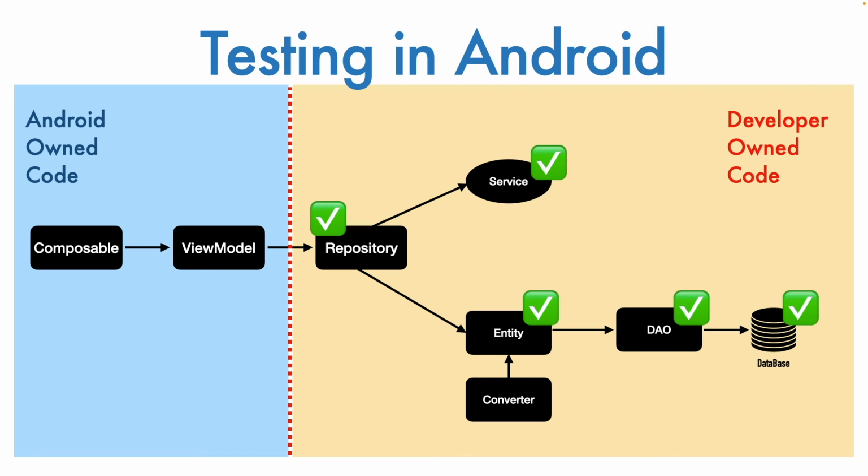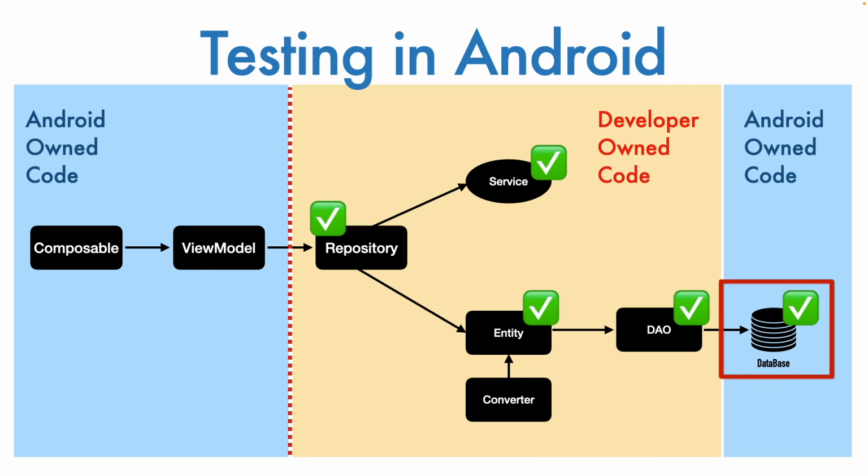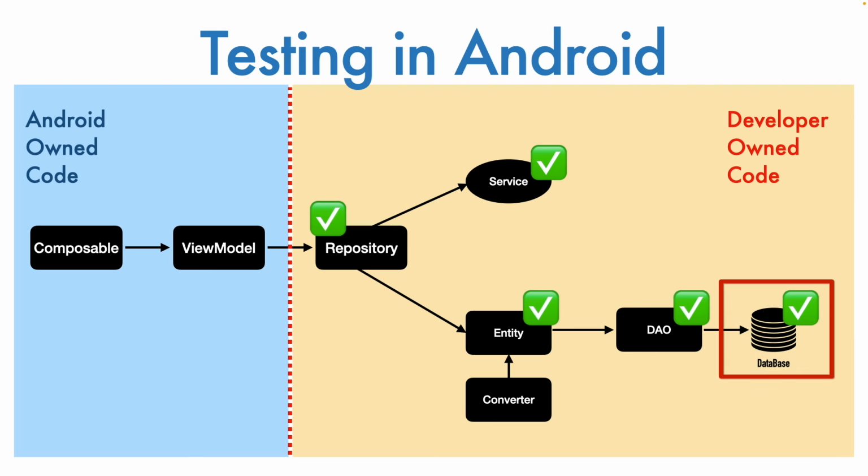You can ask what about the database that is implemented through the RoomDB wrapper? Yes, in that case it also becomes Android owned code to some extent, but that is a conscious choice developers make for convenience. Otherwise, it is perfectly possible to implement the database completely in our own manner. We have done that previously as well. But for argument's sake, let's put everything on the right hand side as developer owned code.